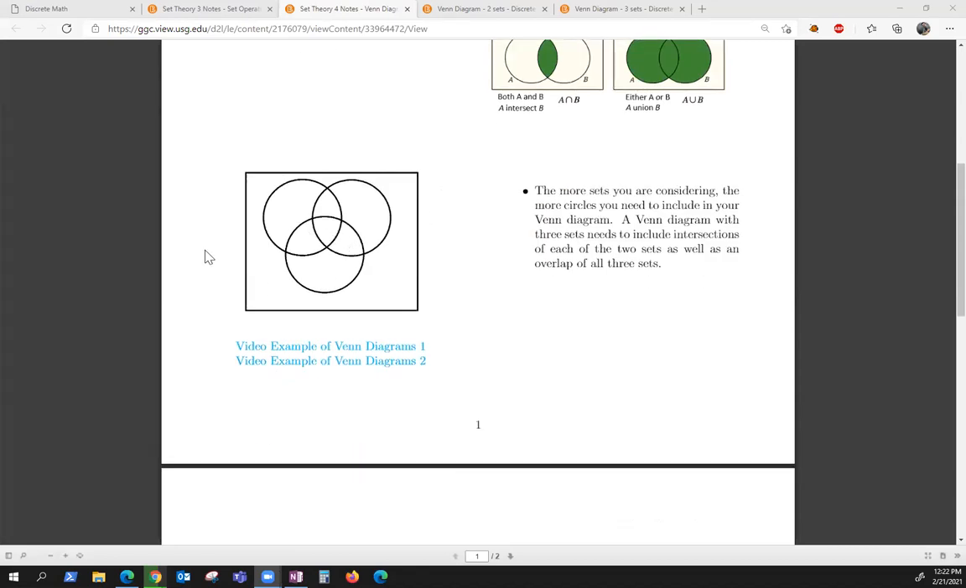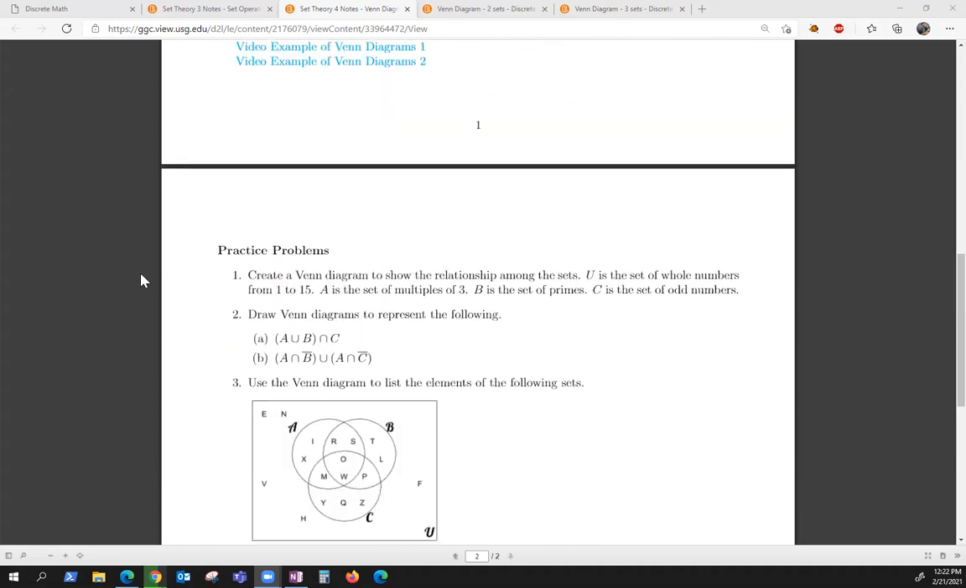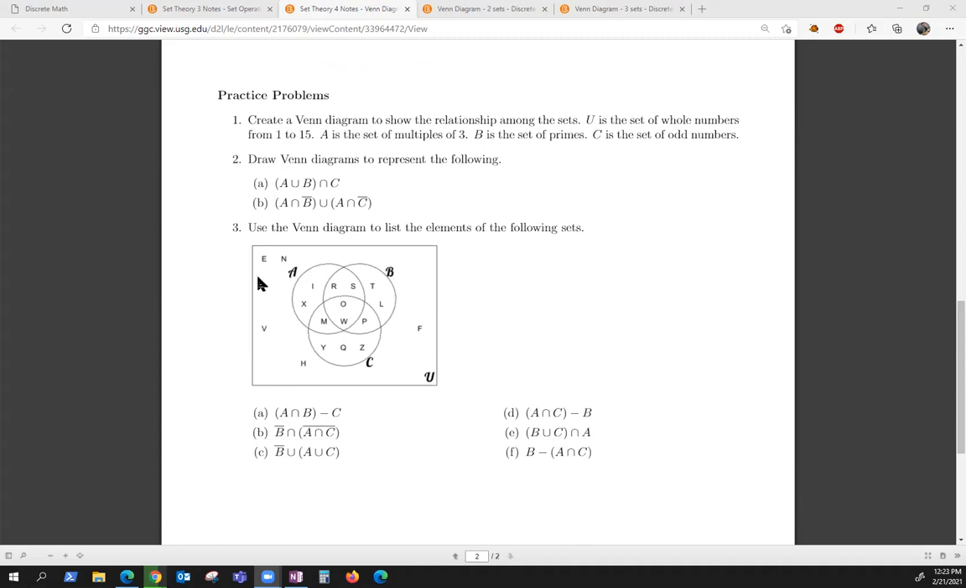And as you've seen me mention or hint at, the more sets you're considering, the more circles you need for your Venn diagram. All right, so please watch these 2 videos that go over some more Venn diagram examples. And we have these practice problems.